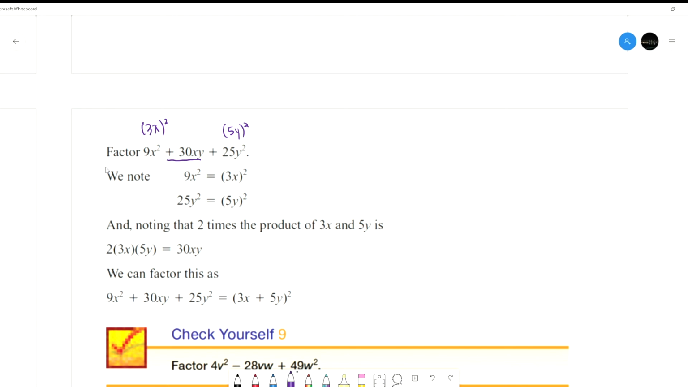So now the middle term is plus 30xy. I'm going to do the test: 2 times the first times the second. What does this come out to? 2 times 3 is 6, 6 times 5 is 30, and then we have 30xy. So this is actually a perfect square trinomial. What does it factor into? It's going to factor into the first, which is 3x, plus the second, 5y, in parentheses squared. It's not too bad, is it?